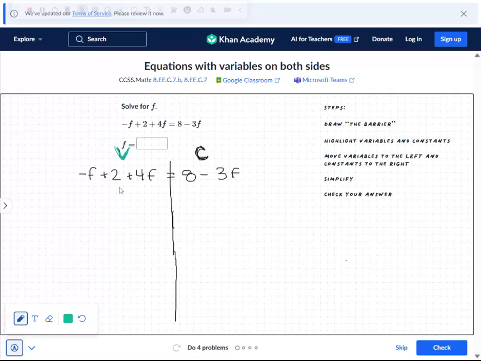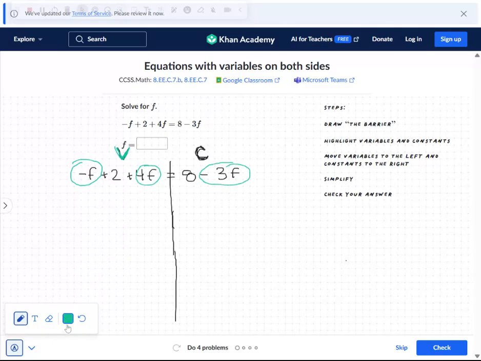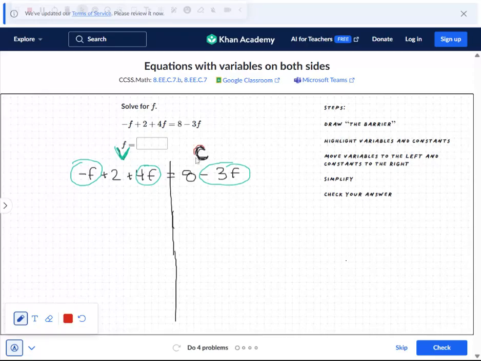Khan Academy doesn't have a highlight tool, so I'll just circle all the variables, all of the terms with a variable. All right, now I'm going to go in with a different color for C, our constants. These are just our plain old numbers. We've got a 2 and an 8.